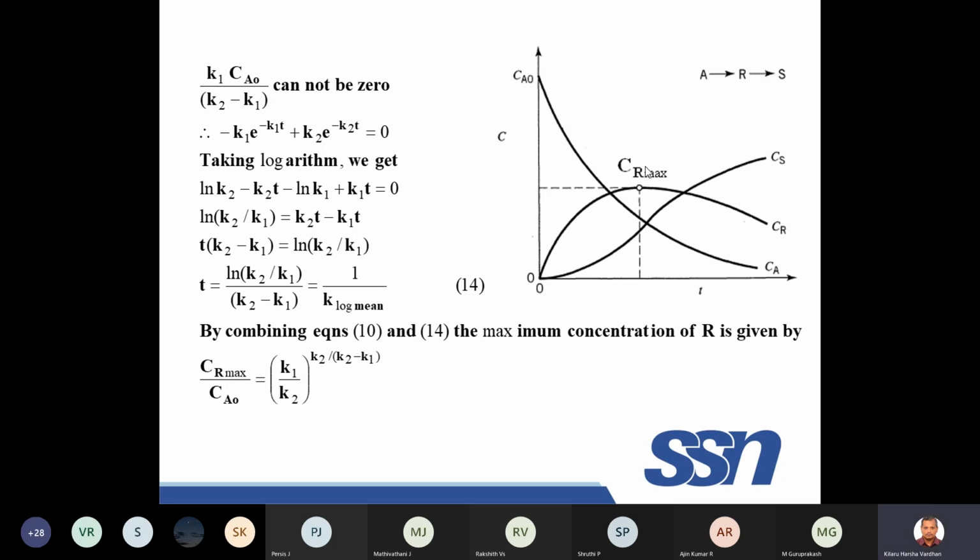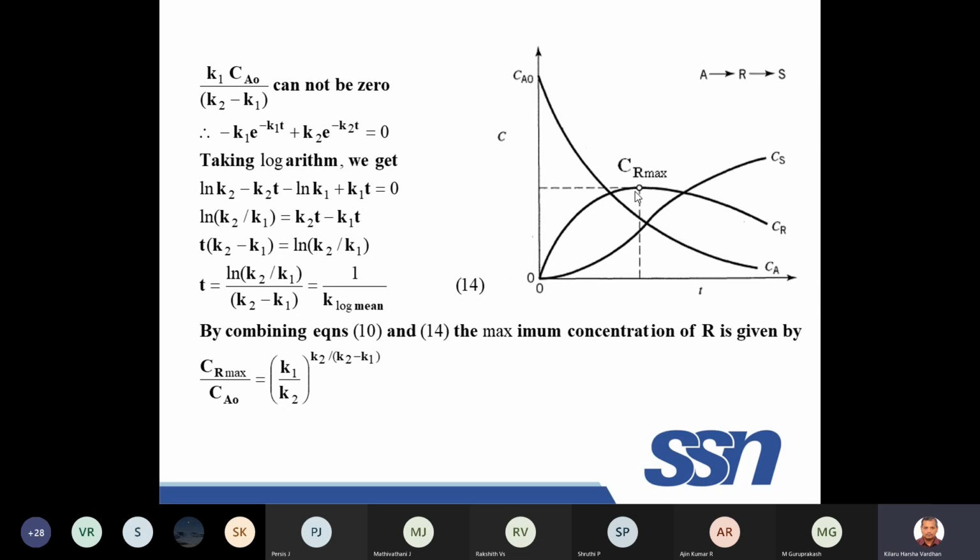Once you find out what CR is, that is the concentration of R with respect to time, then you differentiate it, because this has a maximum. If you want to find a maximum or a minimum, you differentiate the equation and equate it to 0, and you get one maximum or a minimum. So how to find out whether it is a maximum or a minimum? Again, find the second derivative.